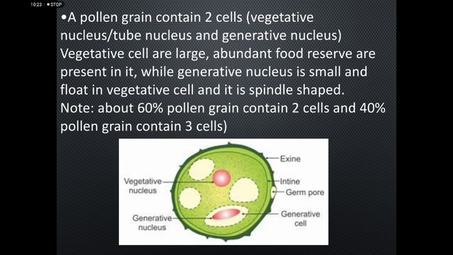That is, the vegetative nucleus acts as a protruding structure. That means it produces the pollen tube while germinating, and the generative cell, during its transport, splits and produces two male gametes. It can be discussed in the later portions.